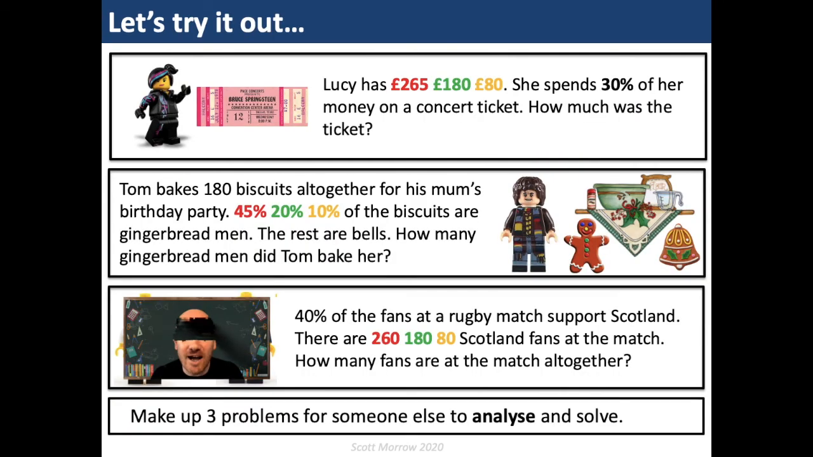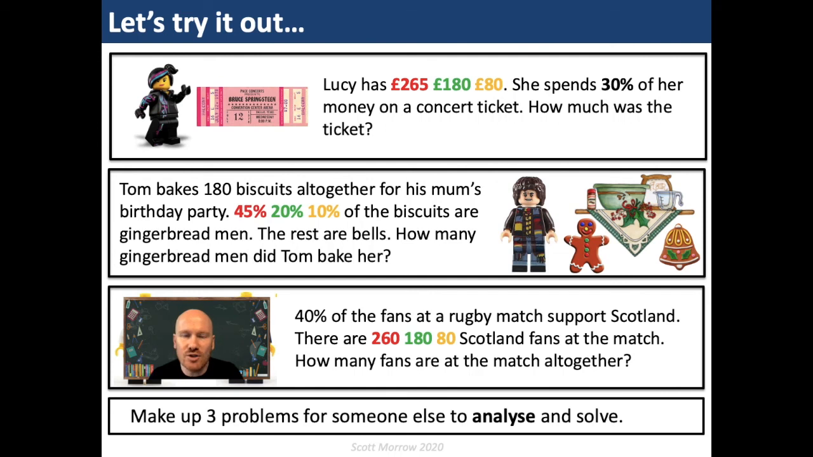It's time to try that out. Can we apply that success criteria in order to analyse and solve the following 3 problems? As ever, I've got 3 sets of numbers, and I want you to choose the values that are best suited to you. So for question 1, I'm going to use the yellow value. Lucy has £80. She spends 30% of her money on a concert ticket. How much was the ticket?